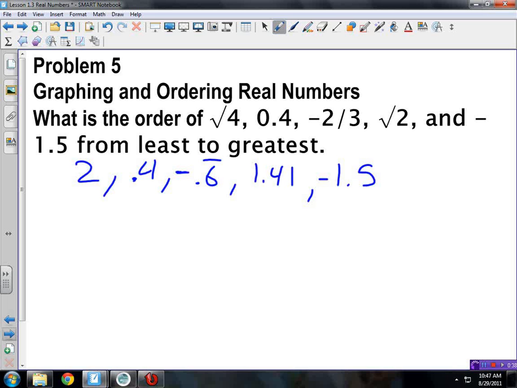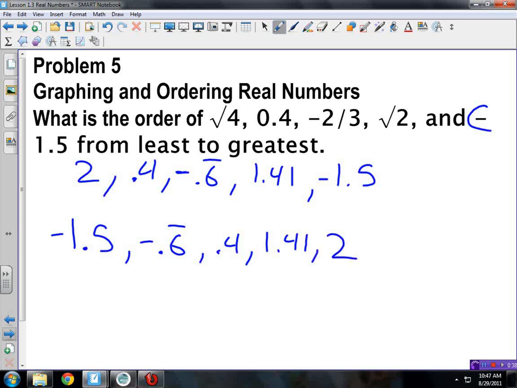Okay, now let's order them from least to greatest. Which one's the least? Negative 1.5. I didn't hit the enter sign soon enough, so that was my fault. Then what's the next smallest? Negative 0.6. Then what's the next one? 0.4. The next one? 1.4. And then 2.